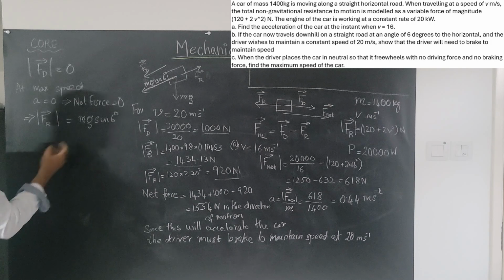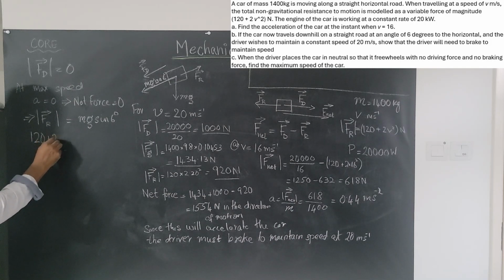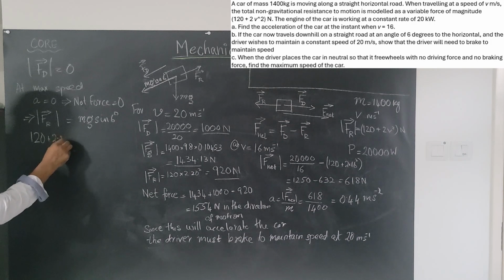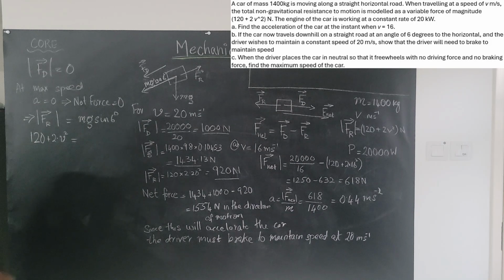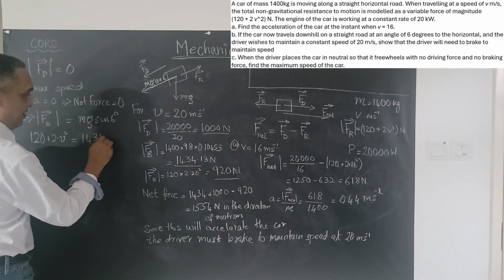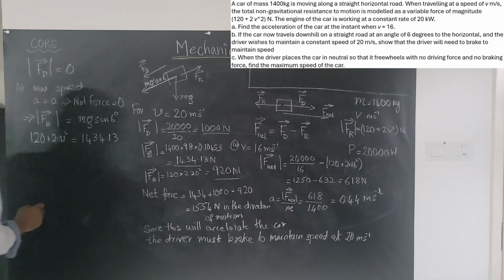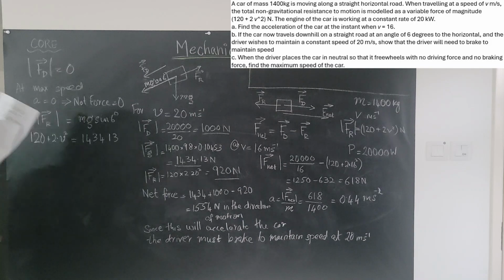We know that magnitude of Fr is a function of velocity. So I can write this as, and hopefully I'm still audible and this is clear, 120 plus 2 times velocity squared is equal to, didn't we do this math here somewhere? 1434.13. So switch around, play with the numbers a little bit. What do I get?